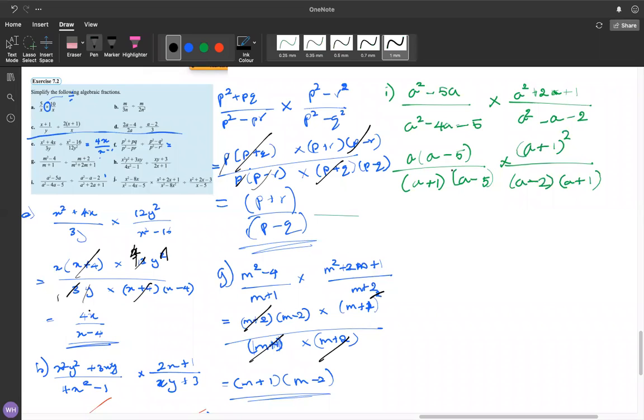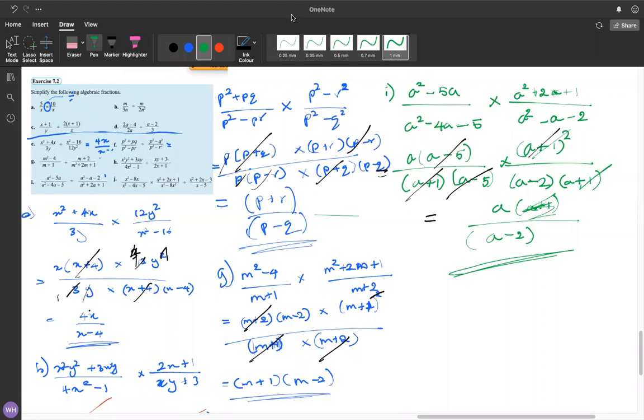Now simplify the terms. These will get simplified with this and this with this. One will remain, so that's all right. There is nothing else. The answer will be a times a plus 1 remaining in the numerator and a minus 2 in the denominator. That is the answer.